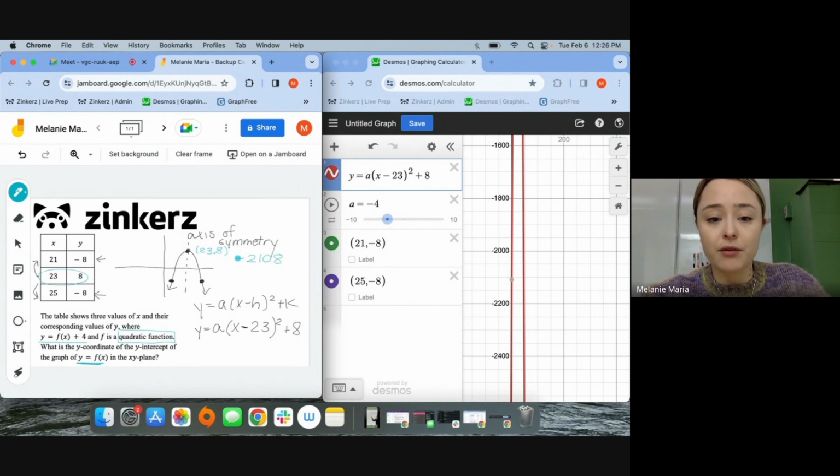So I can tell you that the y-intercept of f of x plus 4 is negative 2,108. And again, what I'm saying is that that is the y-intercept of f of x plus 4. If I want the y-intercept of y equals f of x, I'm going to have to subtract 4 from that. And that's going to give me negative 2,112. That will be the y-coordinate of the y-intercept of the graph of y equals f of x.